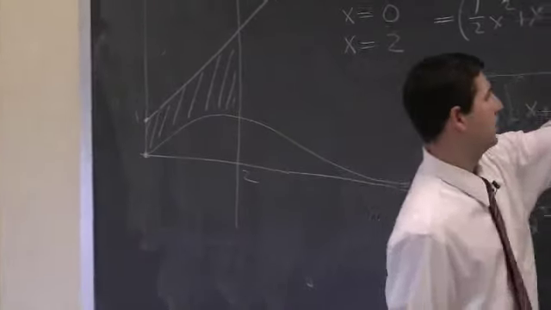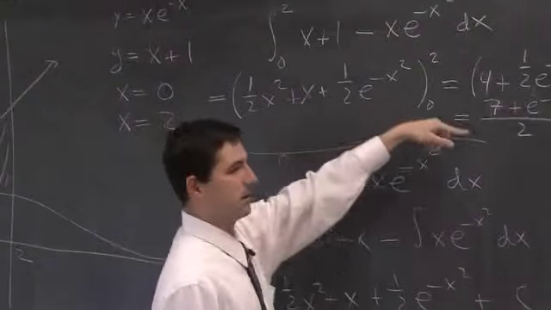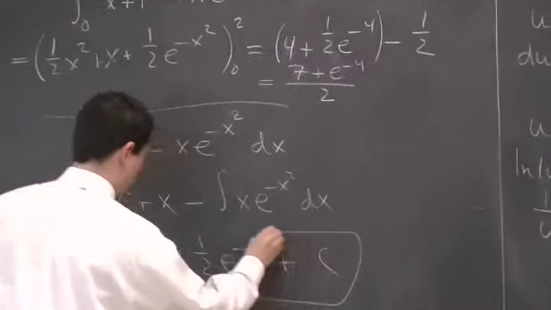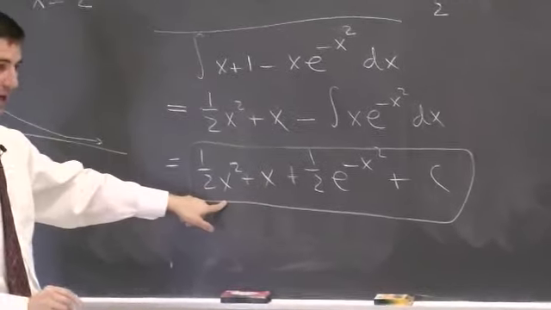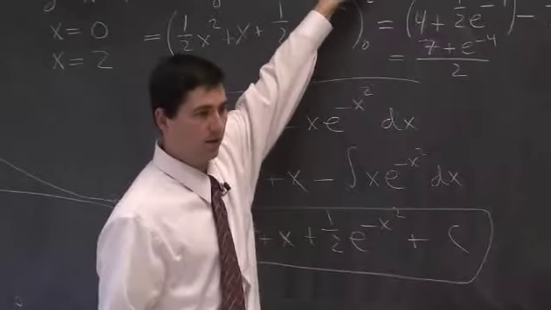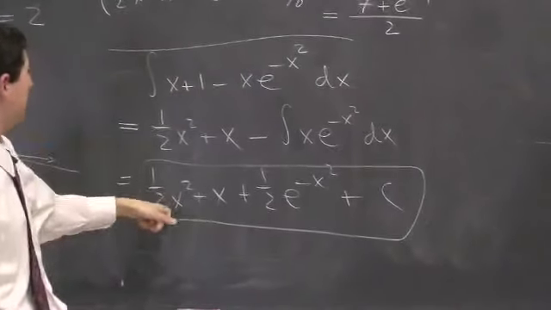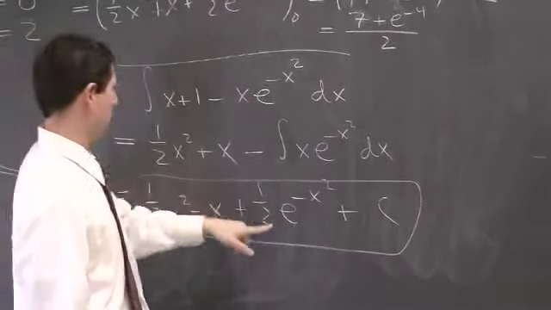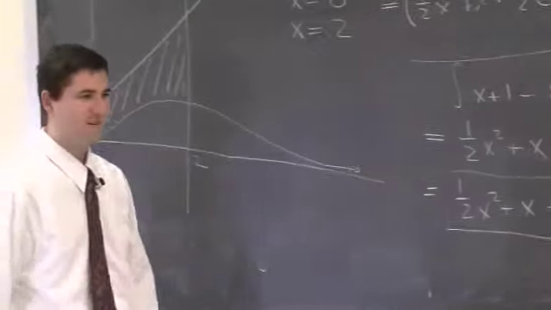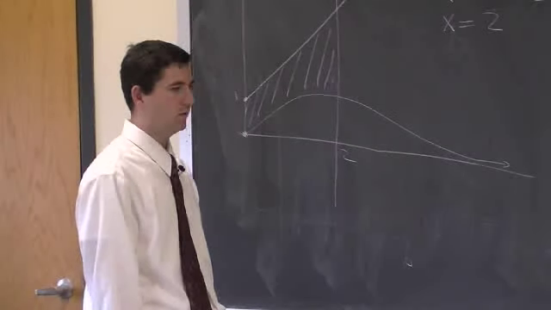You mean of this? No, because here we've done a definite integral, so we've had to plug numbers in. But if we took the indefinite integral and differentiated it, you should get back x plus 1 minus x e to the minus x squared. Which works, because the derivative of that is x, 1, x e to the minus x squared. We constructed it to work, so it's not surprising.